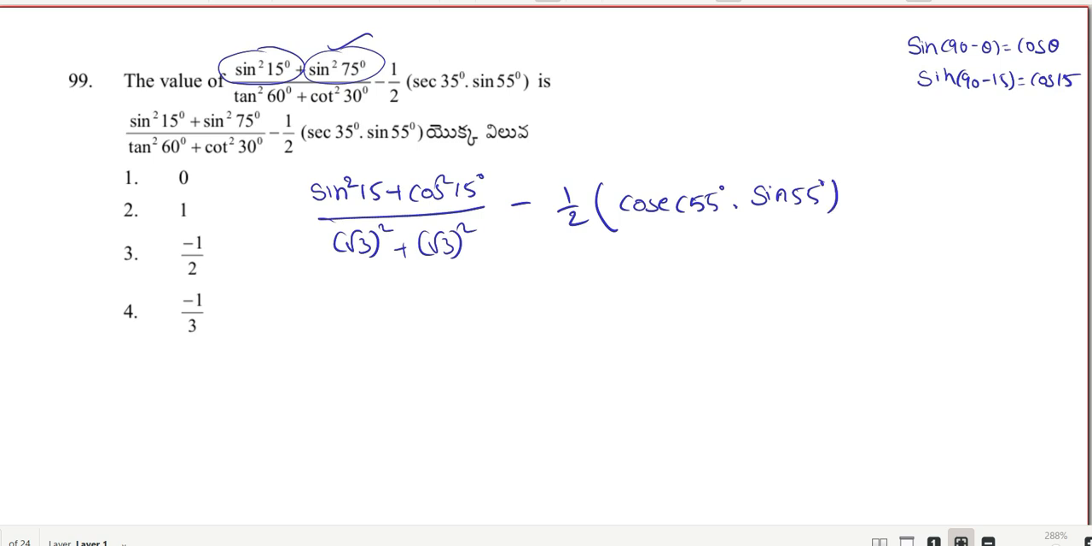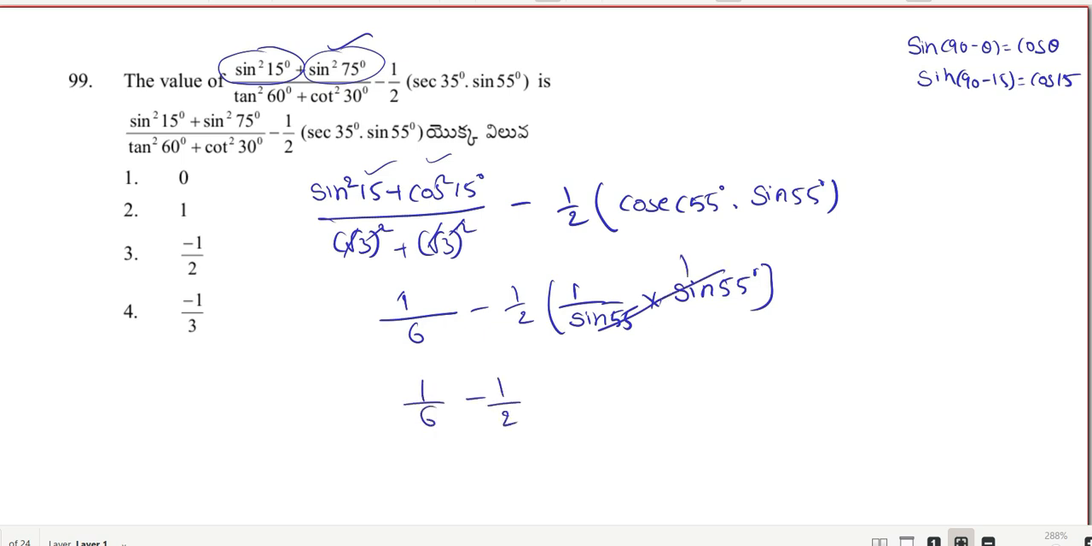We know that sine square theta plus cos square theta is equal to 1, and the roots and squares get cancelled. So 1 by 6 minus 1 by 2 times cosec 55 degrees, which can be written as 1 by sine 55 degrees, since cosec is the reciprocal of sine. Into sine 55 degrees, multiplying this you will get 1. So the answer is 1 by 6 minus 1 by 2. The LCM is 6, so 1 minus 3, that is minus 2 by 6, that is minus 1 by 3 is the answer. So the fourth option is the correct one for this question.